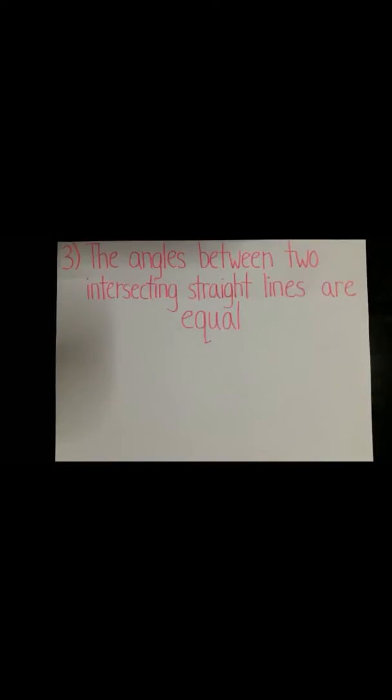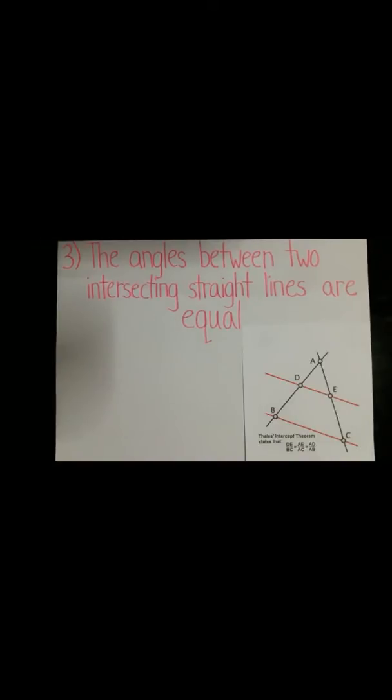The next theorem we are going to talk about is the angles between two intersecting straight lines are equal. It's an important theorem in elementary geometry about the ratios of various line segments that are created if two intersecting lines are intersected by a pair of parallels. And that is shown by this figure.